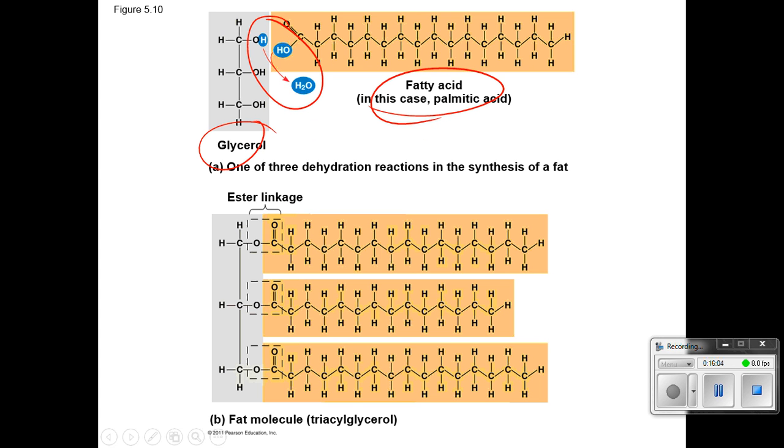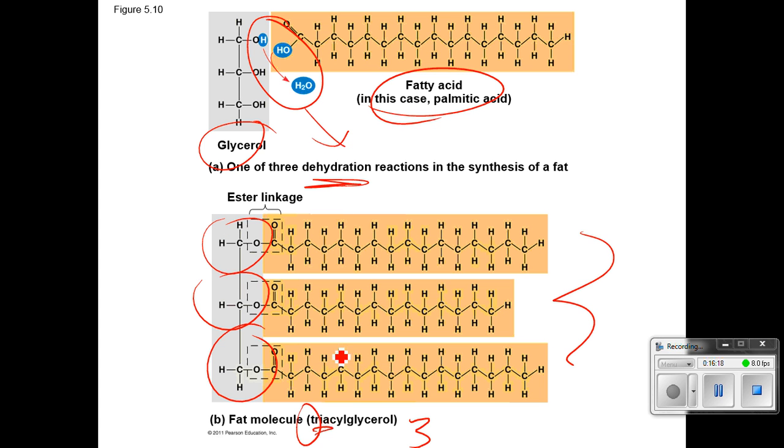Notice here you have a dehydration reaction. Here is a triglycerol. Notice it's tri, meaning 3. And so you've got the 3 glycerols here and the 3 fatty acid chains.